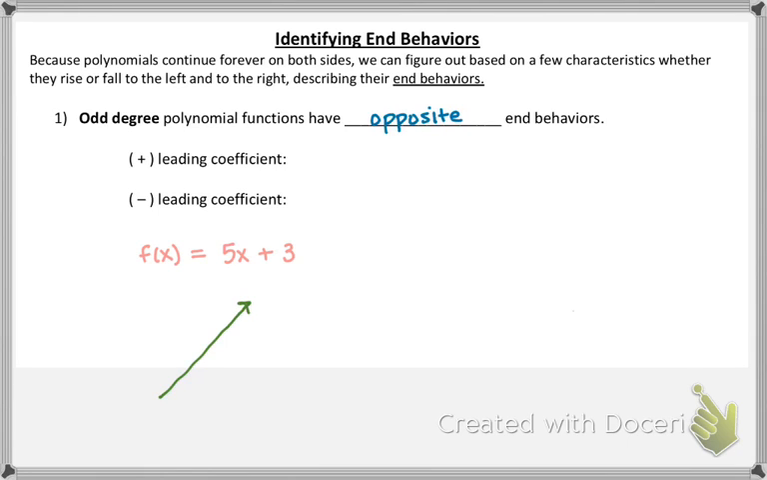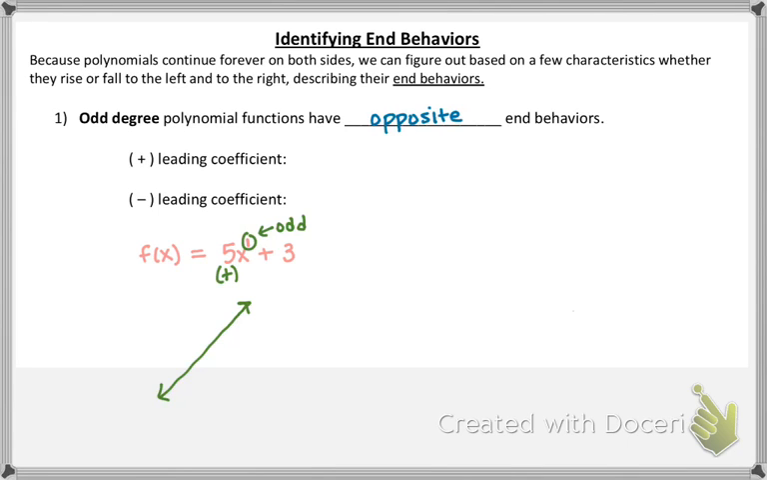Okay, so how do we determine that my line goes up from left to right? I look at the leading coefficient and I see that it is positive. So if my leading coefficient is positive, that means eventually my line is going to go up to the right, and because my degree is 1 and I know that's odd, I know that the end behavior is going to be different, so if it eventually goes up on the right, it must go down on the left, right?